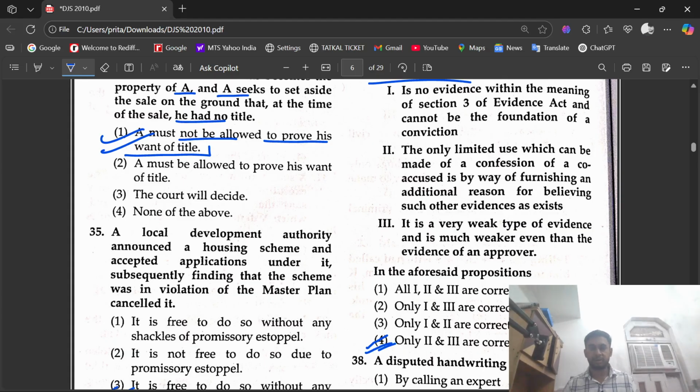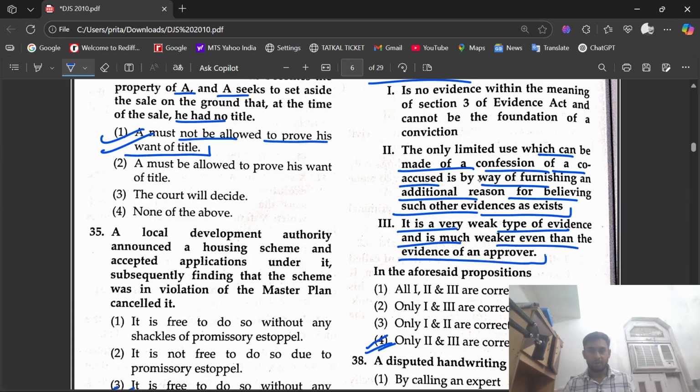Now, what second and third say: the only limited use which can be made of a confession of a co-accused is by way of furnishing an additional reason for believing such other evidence as exists. It is a very weak type of evidence and is much weaker even than the evidence of an approver. The right option is option 4.